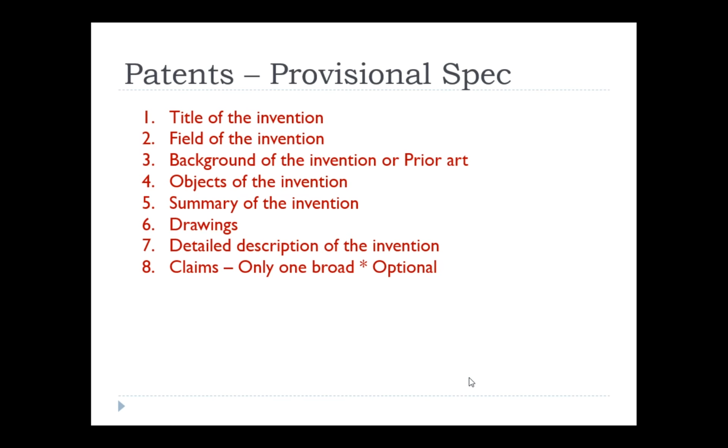And sixth one, drawings. Drawing is optional as per patent rules, but if we are giving some products, novel products, it is better to have the drawings. Again, it is optional, it is not mandatory as per patent rules or act. And next one is detailed description of the invention, where you need to understand how to present your complete description of the invention, followed by the claims.